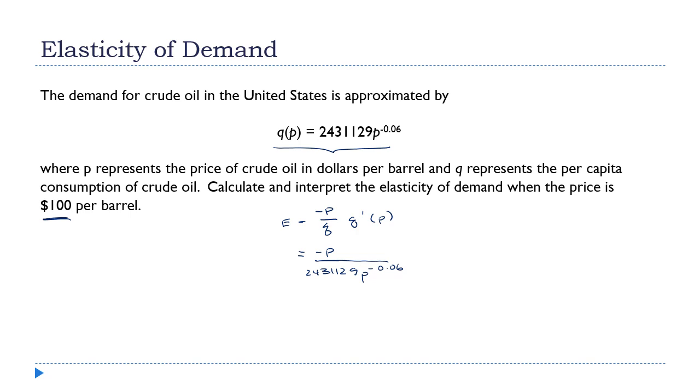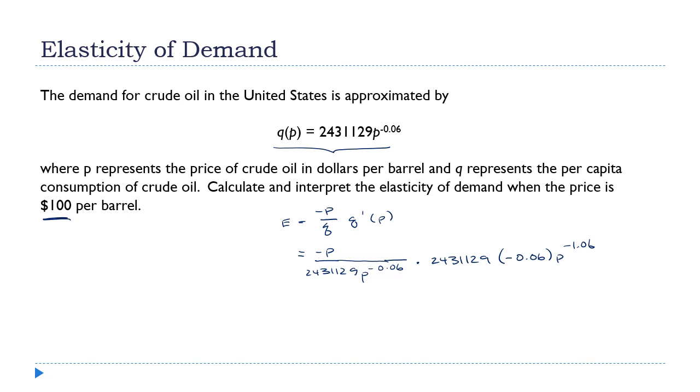Now I need the derivative. I know the numbers are big and kind of weird looking, but look. That's not a polynomial because the exponent is negative. But this is P to a power, P to a number. So the power rule applies here. What am I going to do? I'm going to leave the constant out in front the same, 2431129. I'm going to multiply by the exponent, negative 0.06, and I'm going to reduce the exponent by 1.